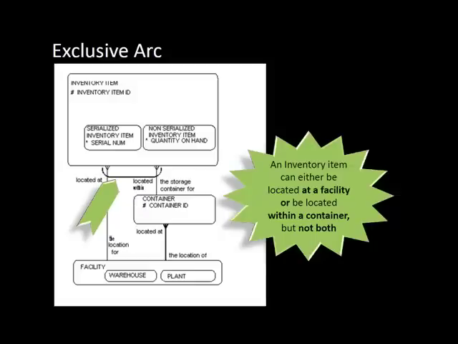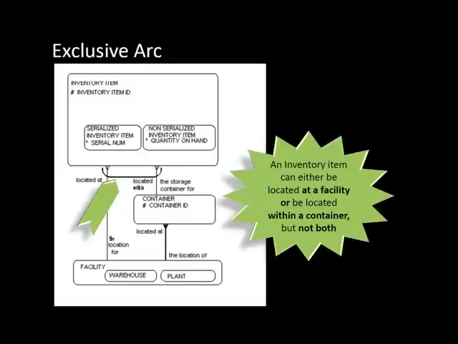Okay? So it's both. But what the rule says is, an inventory item can either have this relationship or have the other relationship. It can't have both of them simultaneously. That's clear, right? You have an inventory item, it might be just in a facility or it could be in a container. And the container would be in the facility. So you either keep track of this or keep track of that, but not both. Right? So that is what that exclusive arc is saying.